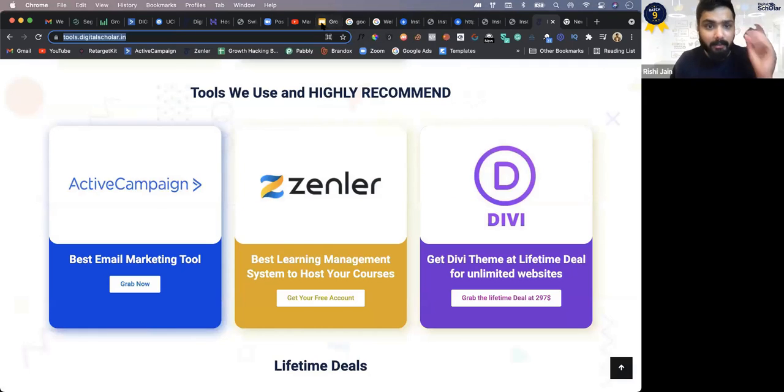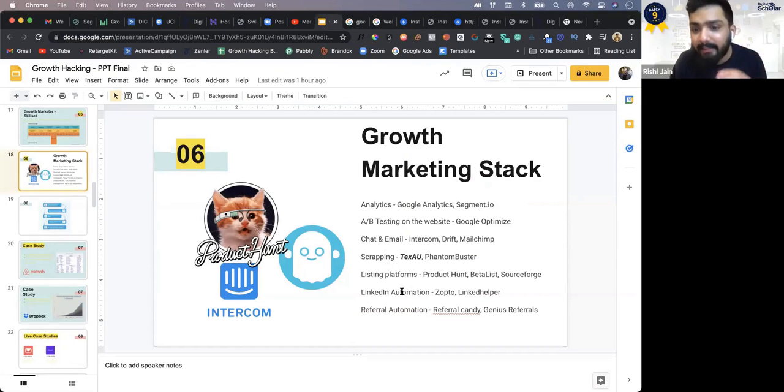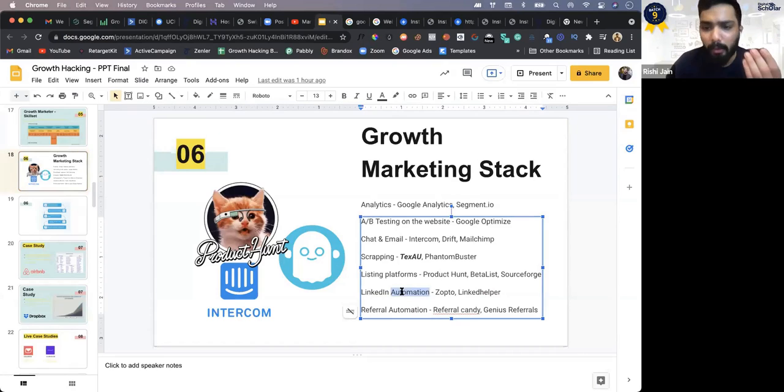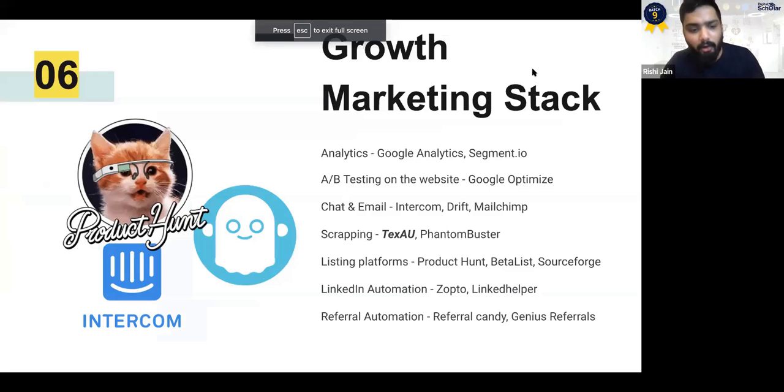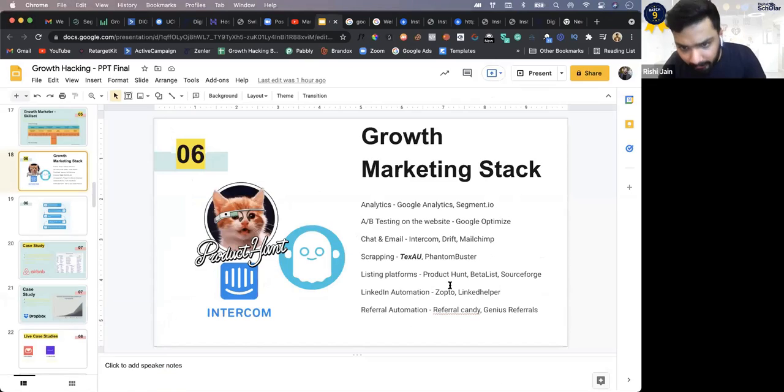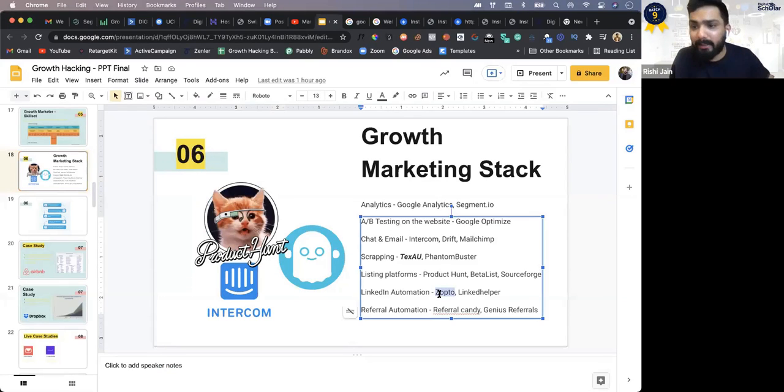Okay, superb. Next is LinkedIn automation. I think I've already spoken in detail about using Texao, but LinkedIn automation is one of the key automations you can use. For doing the automations, you can use Zopto, you can use LinkedIn Helper, and you can use such tools out there for doing automations on LinkedIn.